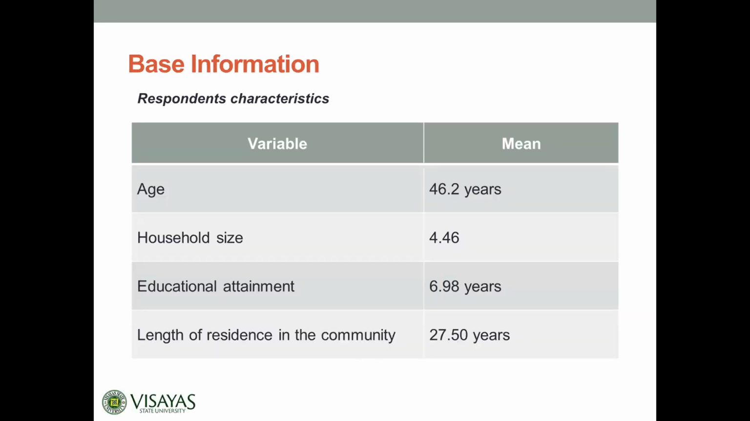Then in terms of average values, for the age, we found out that the average age was 46.2 years old, which means the respondents were in the active years of their lives. And then household size of 4.46 members on average. And then considerably low educational attainment of 6.98 years.